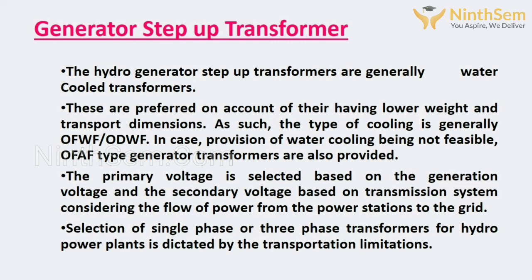The primary voltage is selected based on the generation voltage and the secondary voltage based on the transmission system, considering the flow of power from the power station to the grid. Selection of single phase or three phase transformer for hydro power plants is dictated by transportation limitations.